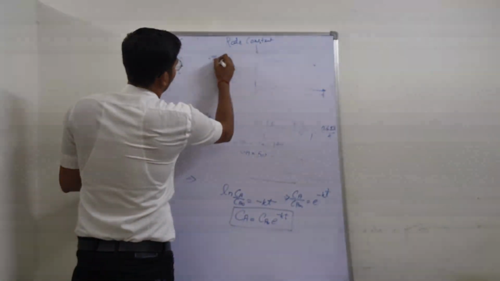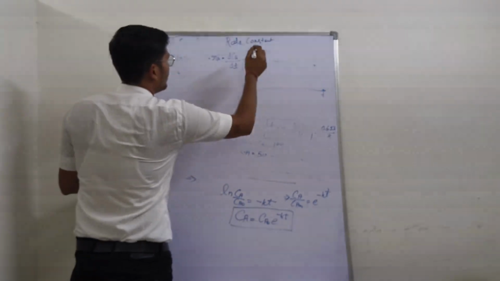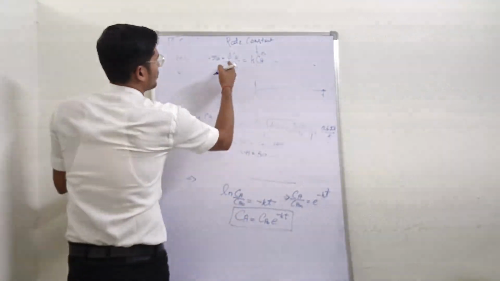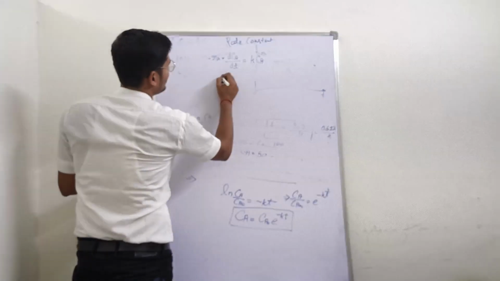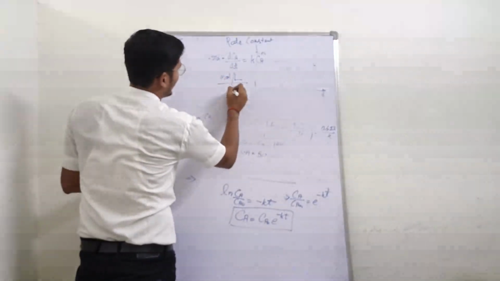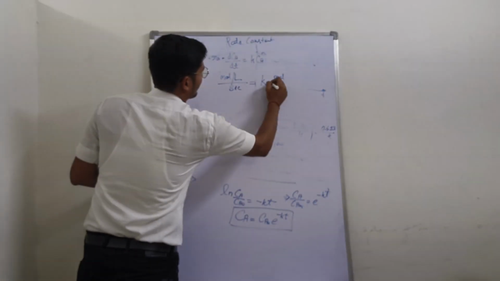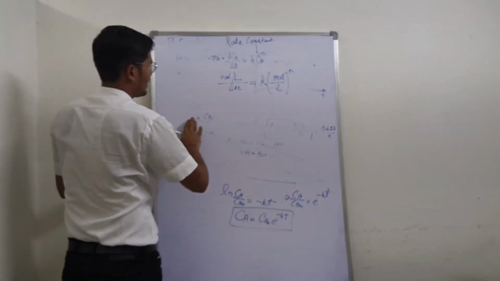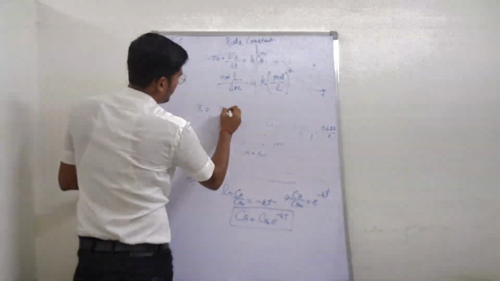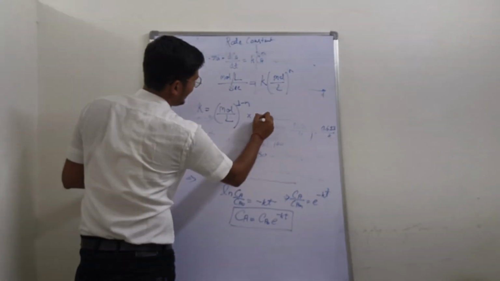We know that minus rA equals dCa by dt equals k Ca to the power n, for an nth order reaction. Now we have to determine the unit of the rate constant. We know the unit of concentration is mole per liter, and the unit of time is second. So k, with Ca in mole per liter raised to the power n, gives k equals (mole per liter) to the power 1 minus n, into second inverse.